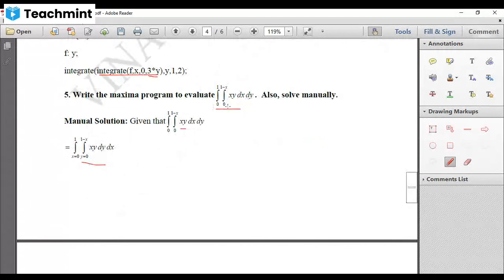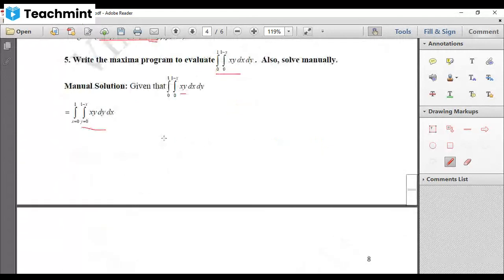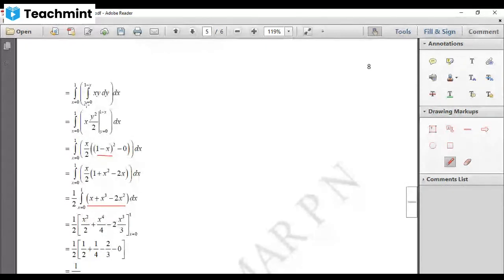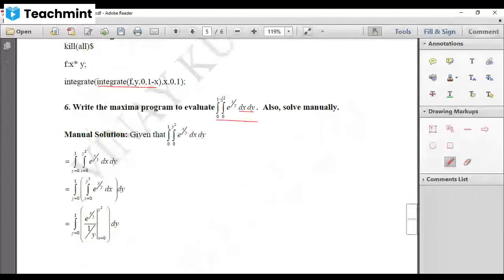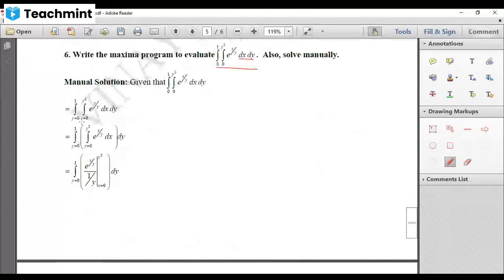But see here, dx dy is there, but the limit is y varying from 0 to 1 minus x. Then you have to integrate with respect to y. Therefore, you have to write dy first, then dx. You have to interchange that. Now here, we don't have any problem. x varies from 0 to y square. Therefore, y varies from 0 to 1. As usual, separate this.